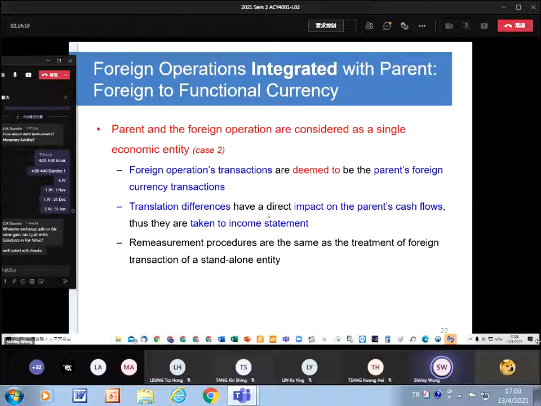Therefore, any of the transactions will actually affect the cash flow of the parent company. So under the accounting standard, it says that the translation difference that arises from the remeasurement method, because it will impact the parent's cash flow, will be taken into the income statement.